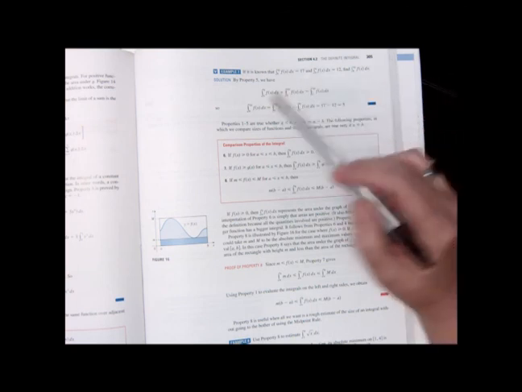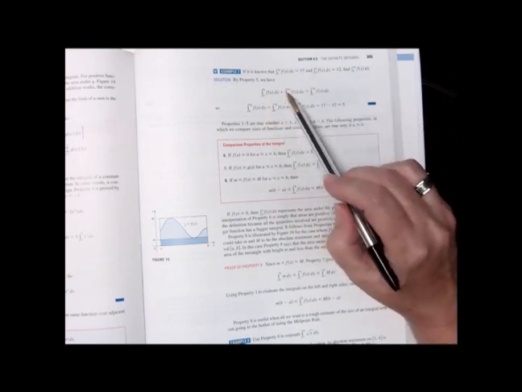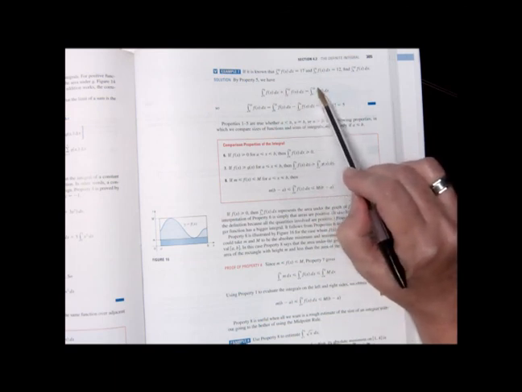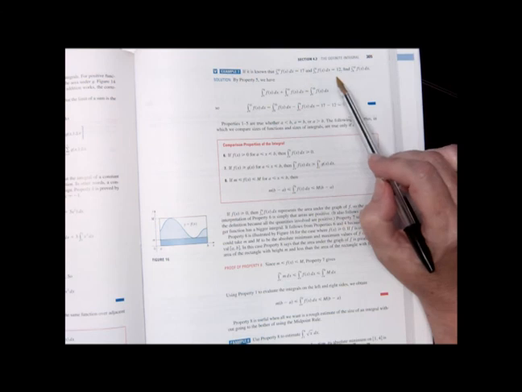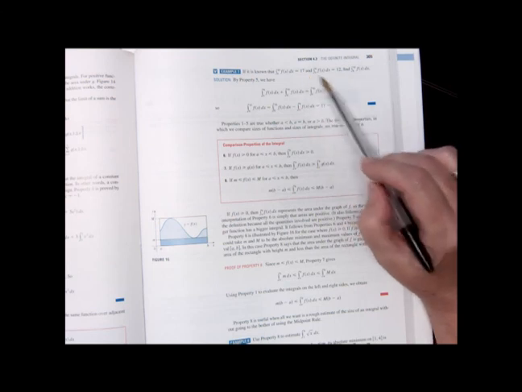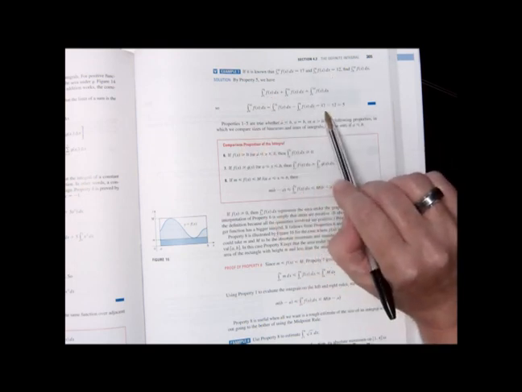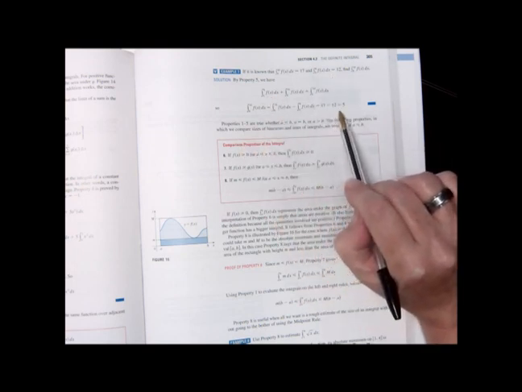So using property 5, we know that if we have 0 to 8 and then 8 to 10, we could add those together to get 0 to 10. Okay, so we're going to use the information that we have. We know that 0 to 10 is 17 and 0 to 8 is 12. And when we plug those in, we end up taking 17 minus 12, and the answer is 5. So that one is pretty simple.